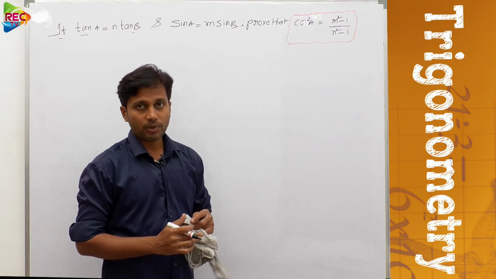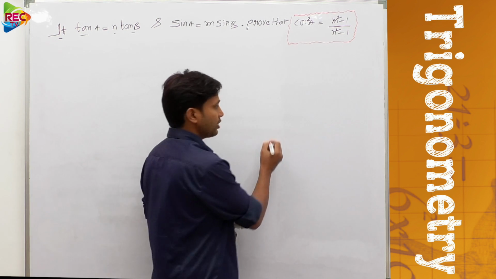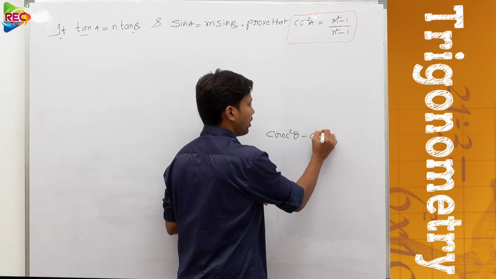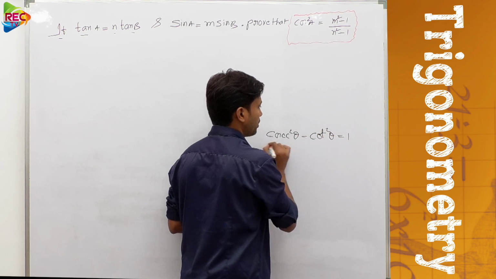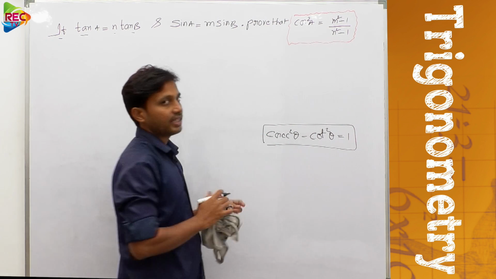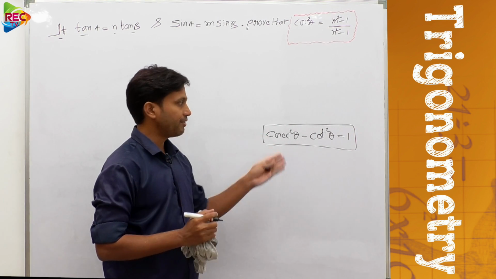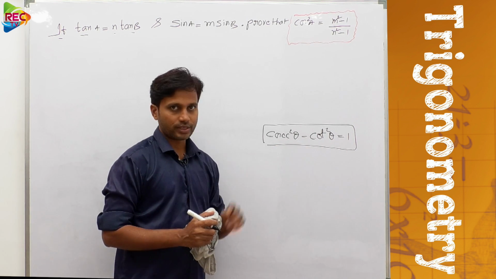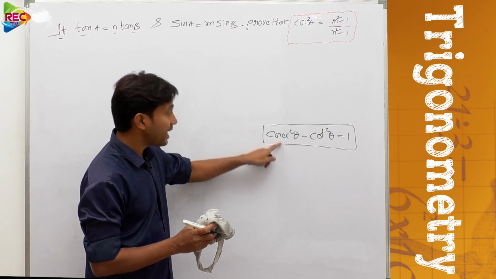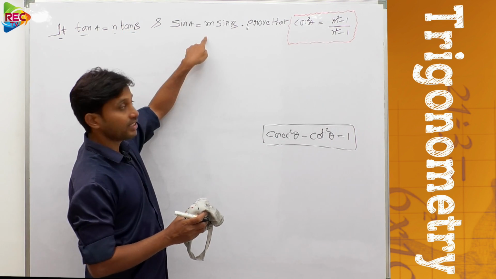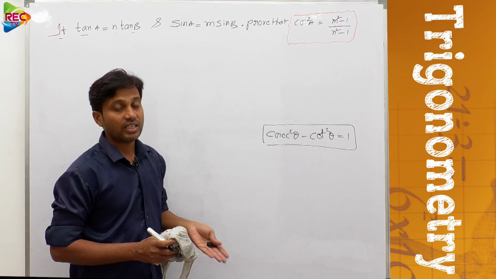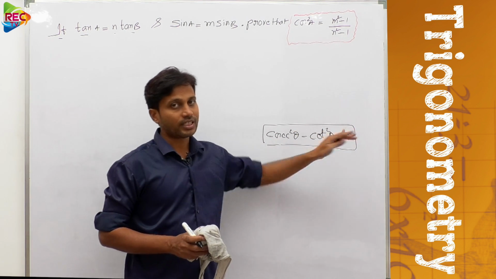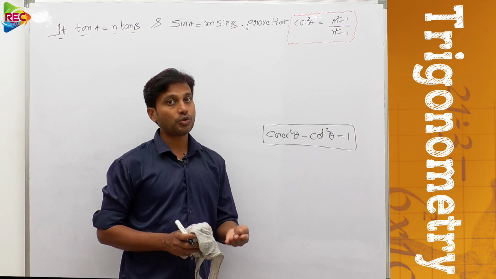And before starting this problem, I want to recall the identity, that is cosecant square theta minus cot square theta equal to 1. This is a standard identity, okay, from our previous session. Cosecant square theta minus cot square theta equal to 1. We need to use this. That means if you want to use this identity with these two conditions, how to use it? That means we must have cosecant term and we must have cot term also. Let us see how to obtain it.